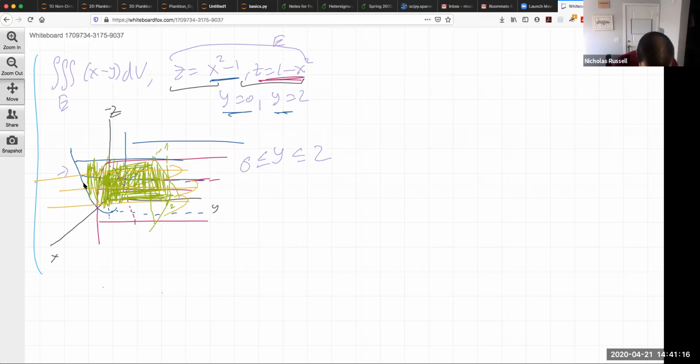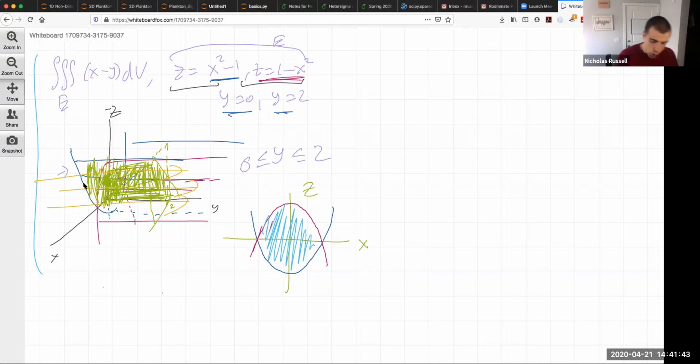So if I project this really quickly onto the XZ plane, I'm going to have two curves: this blue one, and this red one. And this is my region now in the XZ plane. So what I've done here is integrate out with respect to Y, and I now project onto my other two variable plane that I haven't worried about. In this case, I'm projecting onto the XZ plane, okay?